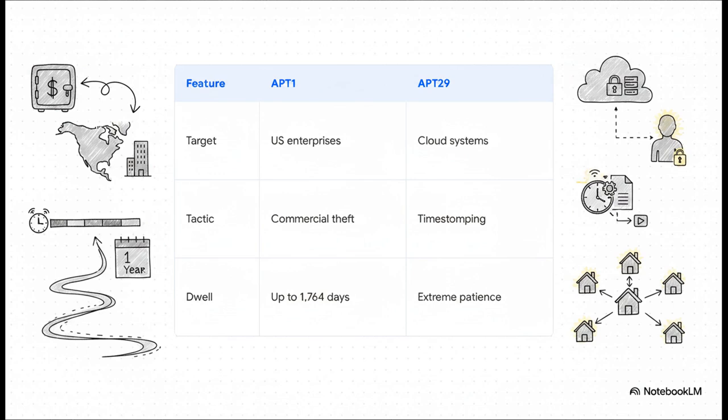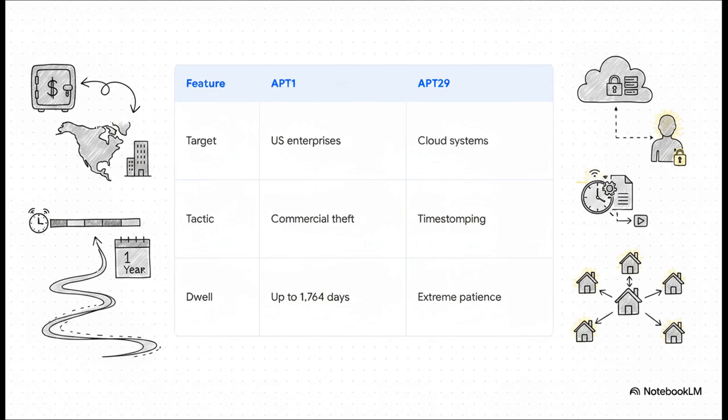enterprises. The average dwell time for APT-1 in a victim's network was 1 year. But in one specific case, their dwell time peaked at a staggering 1,764 days. Think about that. That is almost 5 years inside a corporate network undetected. On the flip side, we have APT-29.